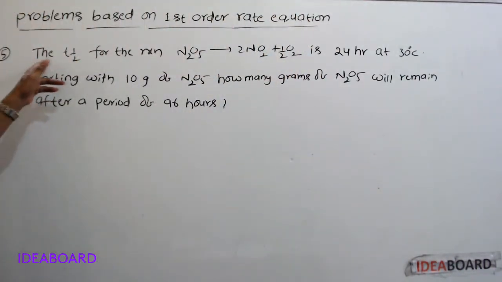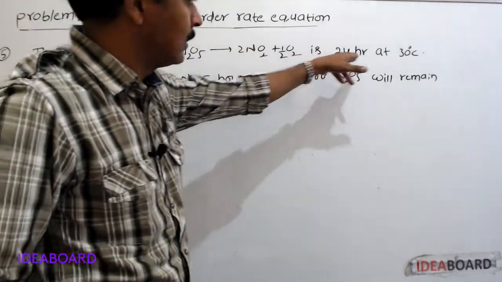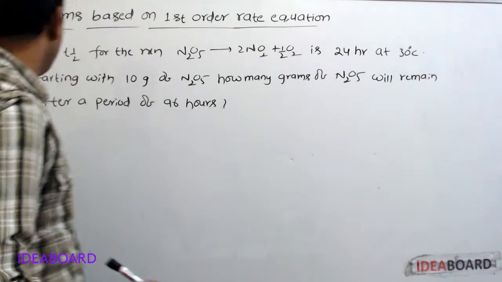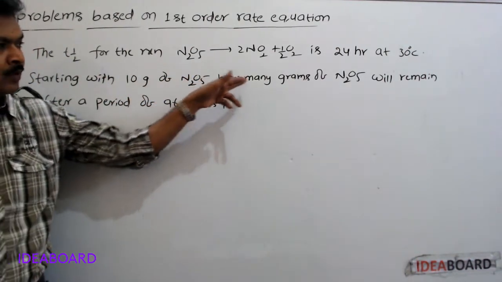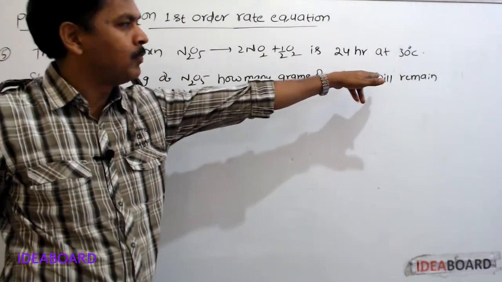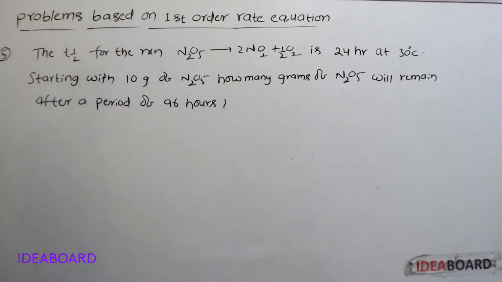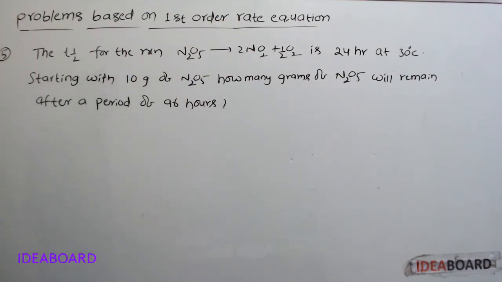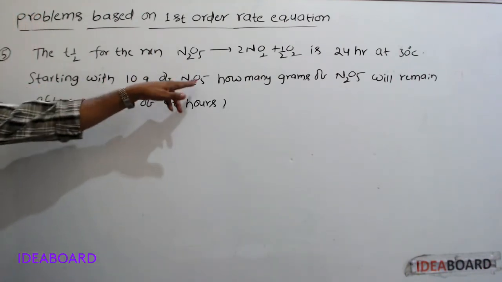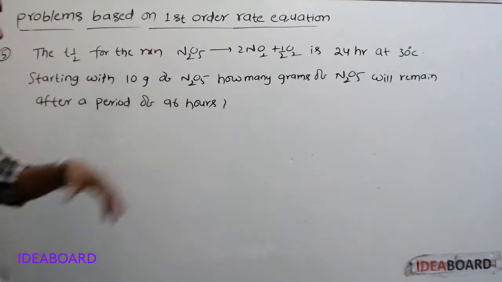So next problem. The T half for the reaction N2O5 gives rise to 2NO2 plus half O2 is 24 hours at 30 degrees centigrade. Starting with 10 grams of N2O5, how many grams of N2O5 will remain after a period of 96 hours? For this reaction, T half is given.